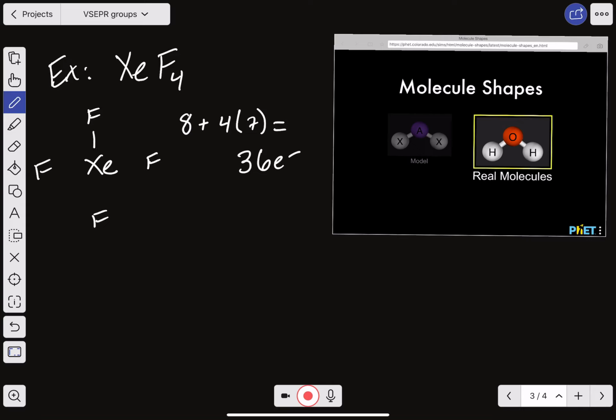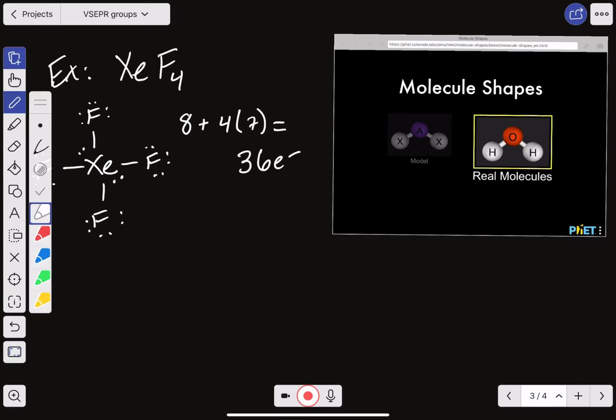So 2, 4, 6, 8. Now I'm going to complete the lone pairs. So 10, 12, 14, 16, 18, 20, 22, 24, 26, 28, 30, 32. I've got to put in up to 36, right? I'm only at 32, so the xenon's going to get 2 lone pairs around it. And again, this is an expanded octet. So I'm going to have 1, 2, 3, 4 bonds, 2 lone pairs.